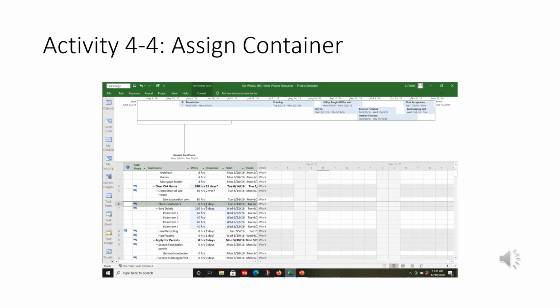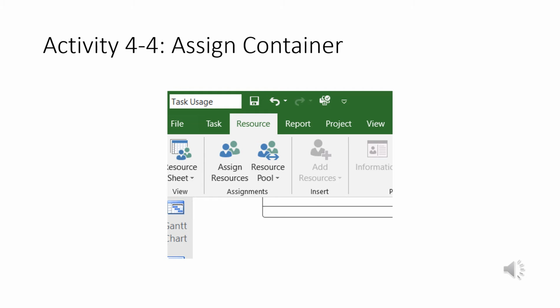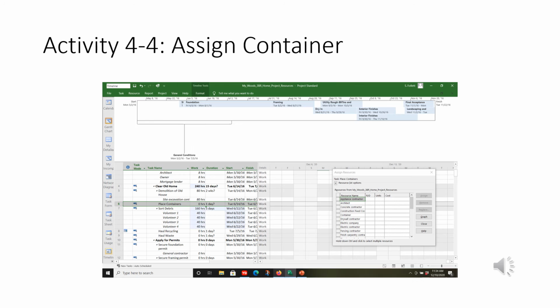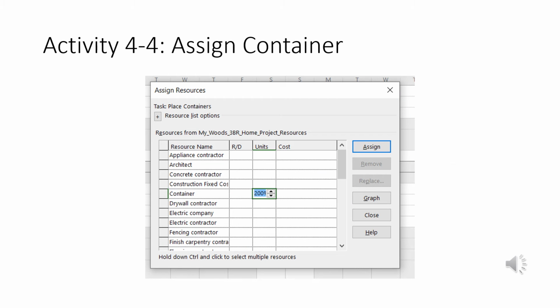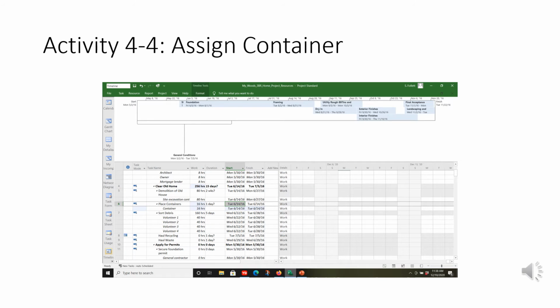Now let's assign the container to this task right here. Underneath the resource tab, I'm going to click on assign resources. When I do, the assign resources dialog box pops up. I changed the units to 200% and I'm going to click on assign. If you go to the Gantt chart view and look at place containers, underneath you see containers. So that resource container is now assigned to that task, place container.